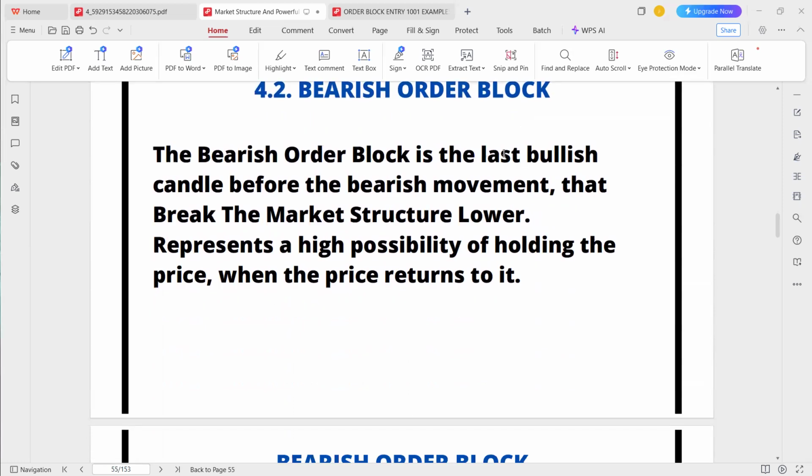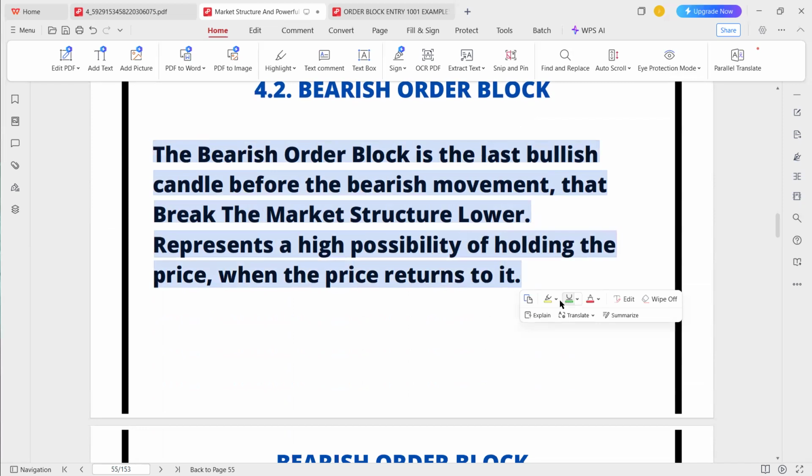So the next in line is a bearish order block. The bearish order block is the last bullish candle before the bearish movement that breaks the market structure lower. It represents a high probability of holding the price when the price returns to it.